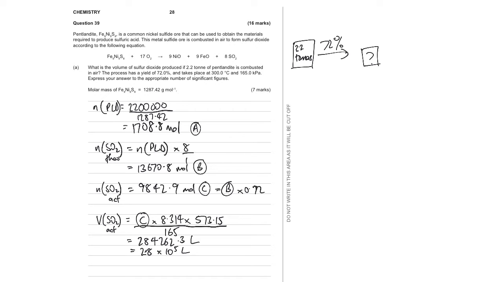This is another special request for question 39 from the 2016 WACE exam about pentlandite, and it's a yield question again. What we're dealing with is this pentlandite, which is a nickel sulfide ore, where you're trying to get the stuff that makes sulfuric acid, which is the SO2.